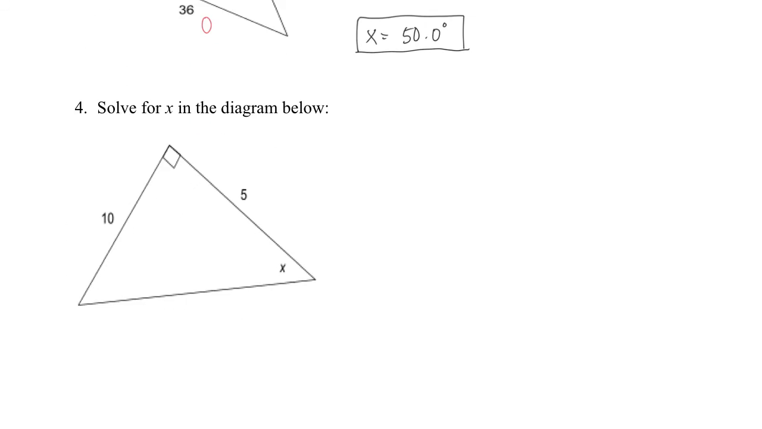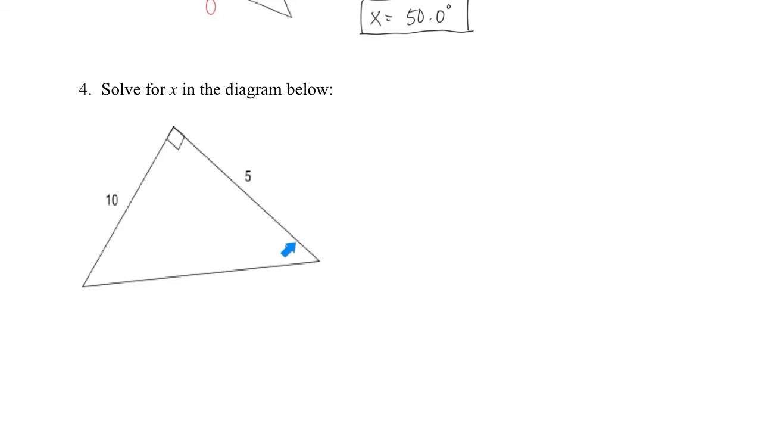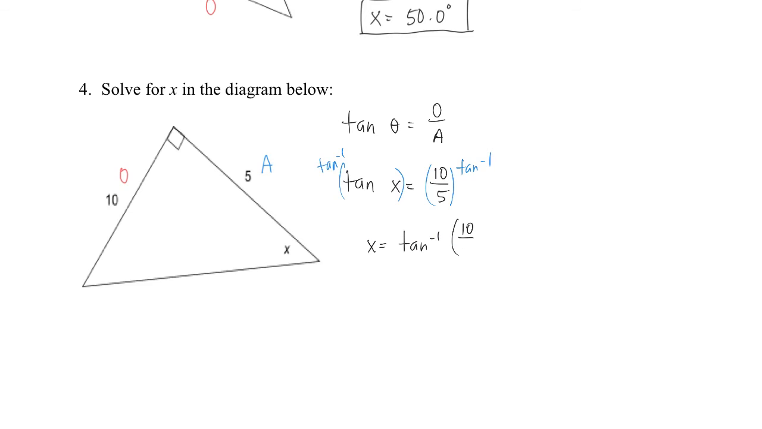Let's do one more. Okay, so in this case, my theta is down here. Let's label. I have the side opposite it, and I have the side adjacent. If you look at your SOHCAHTOA, the only one that has opposite and adjacent is going to be tangent. So this is going to be tan theta equals opposite over adjacent, plug in. Tangent of x in this case is 10 over 5. And now I have to use those inverses on both sides. So that leaves me with x equals the inverse tangent of 10 over 5.